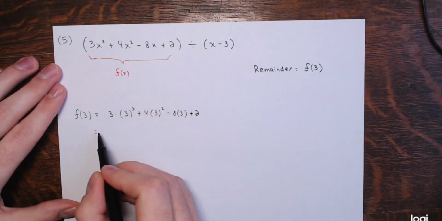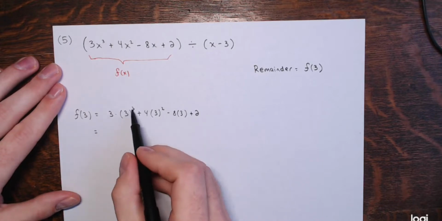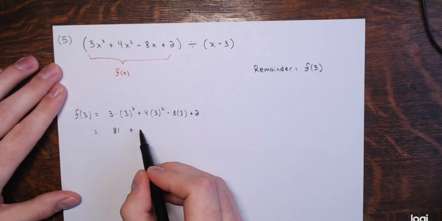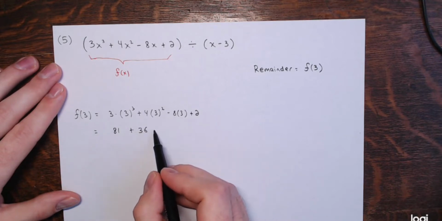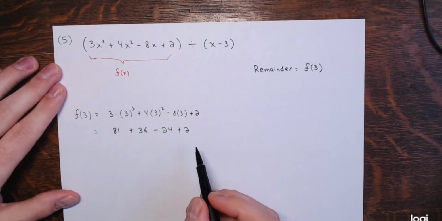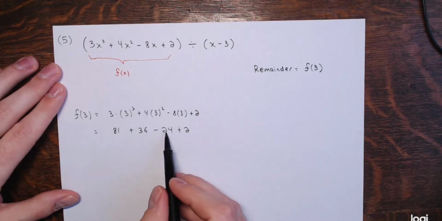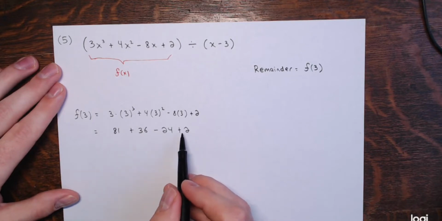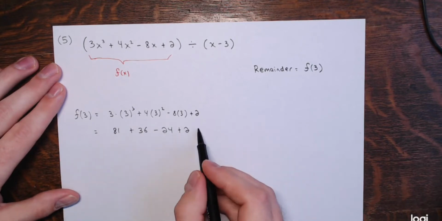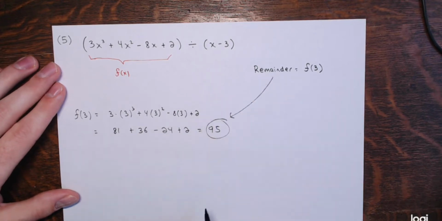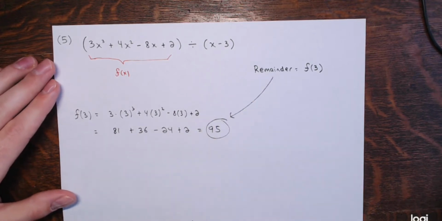And this one isn't so bad. The numbers aren't crazy. So 3 times 27, that's 81. 4 times 9 is 36. Minus 8 times 3 is 24. Plus 2. 36 minus 24 here is 12. Plus 2 would be 14. 81 plus 14 is 95. All right, so the remainder should be 95.